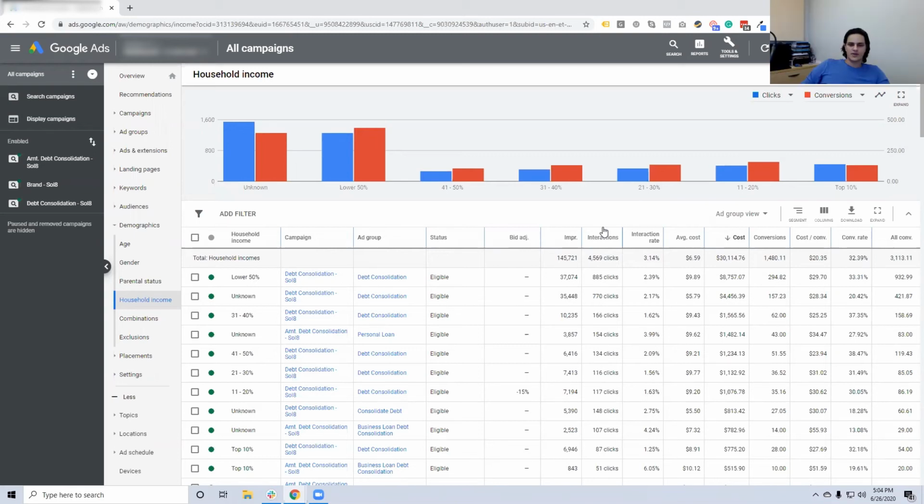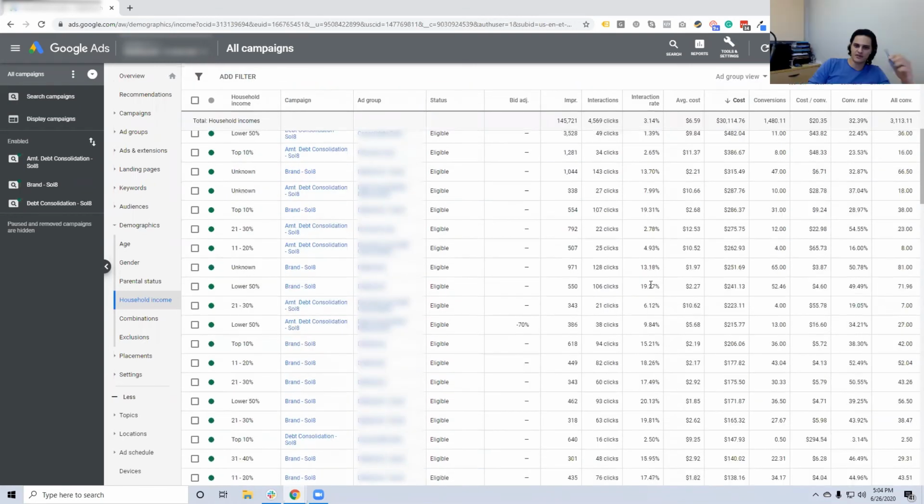I already kind of said this, but you have to have enough data. If you just have 100 clicks and you run around shutting down entire demographics, then it's a non-starter. Your campaign's going to fail before it starts.